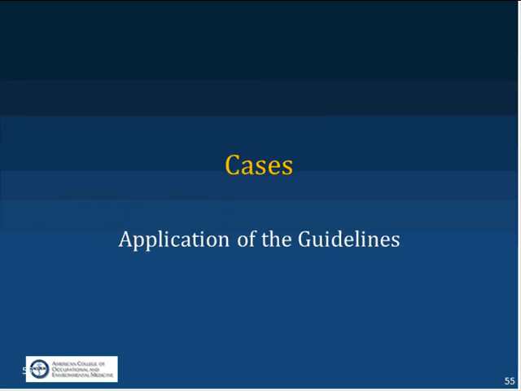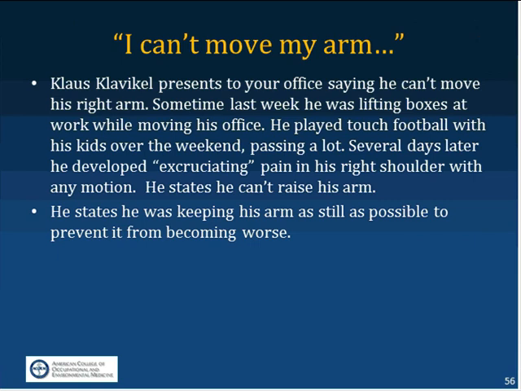So how about some cases for about 5 minutes here, and then we'll get some comments. So the first one, Klaus Clavicle presents to your office saying he can't move his right arm. Sometime last week, he was lifting boxes at work while moving his office, a more common experience now where people keep trying to cut their rents down. He says he also was playing touch football with his kids, being the quarterback. Several days later, he developed what he characterizes as excruciating pain in his right shoulder with any motion. He states he can't raise his arm, although as he goes on, he says he was keeping it as still as possible to prevent it from becoming worse. Anybody know what that sounds like?